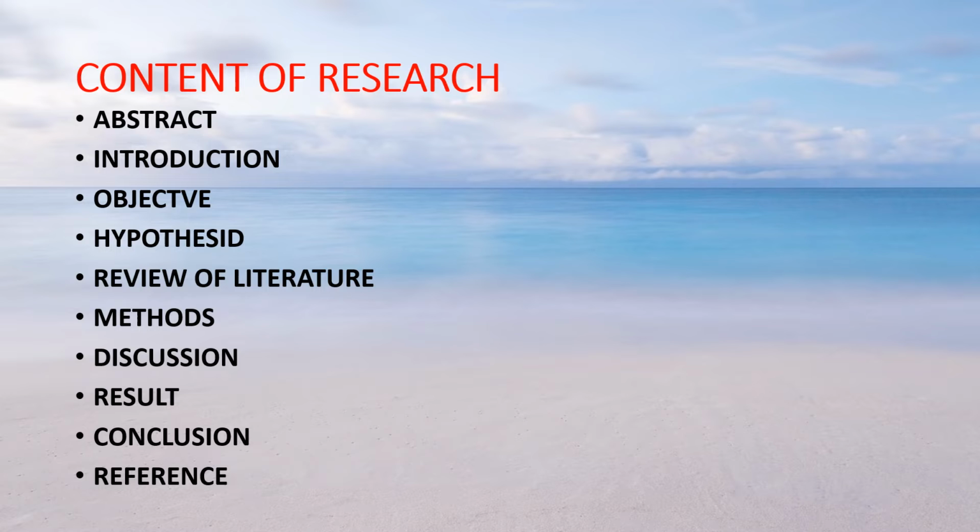Then what are all the contents of a research? In a research there are some contents which you have to add while writing. The first thing is the abstract. That means a brief summary of your research. What you are going to do or what you did, all the things you have to write in one page. That is the abstract. The next thing is the introduction.